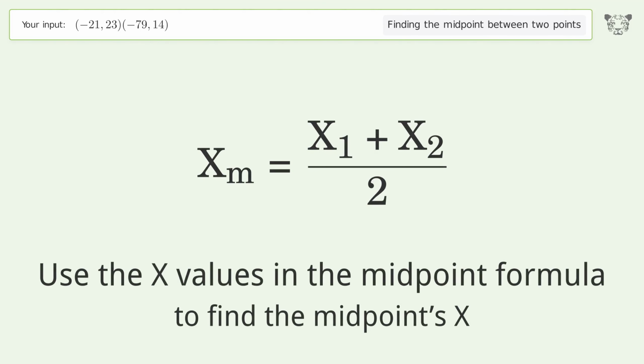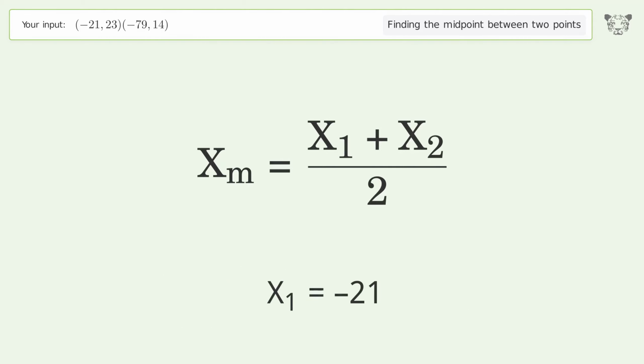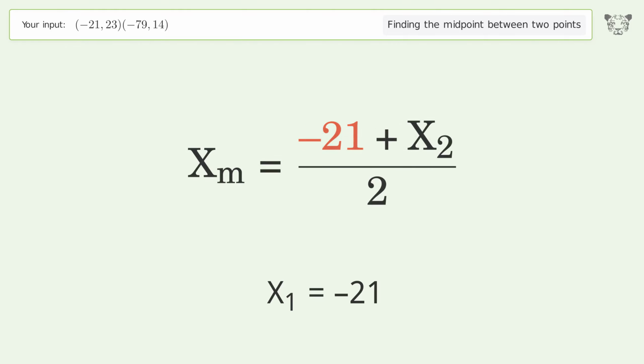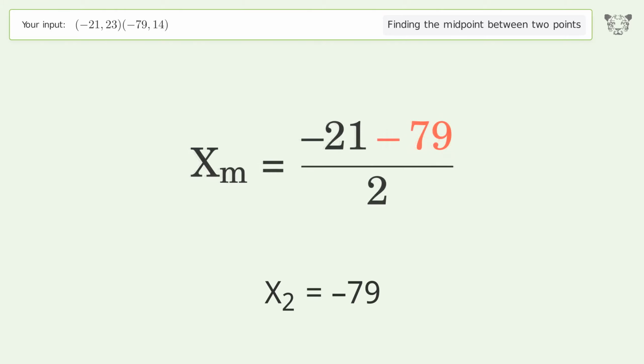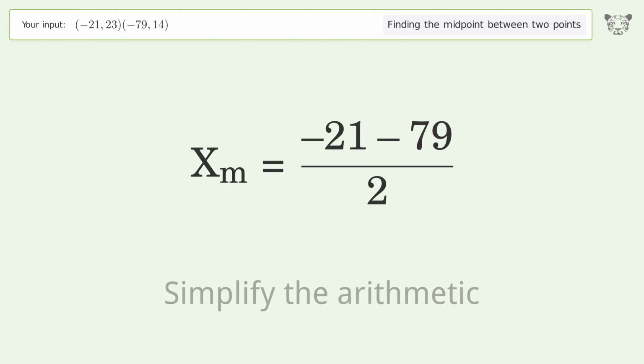Use the x values in the midpoint formula to find the midpoint's x. x1 equals -21. x2 equals -79. Simplify the arithmetic.